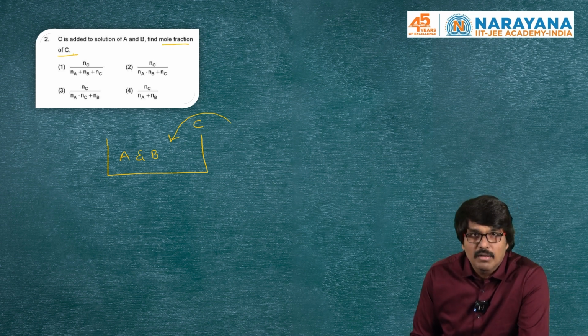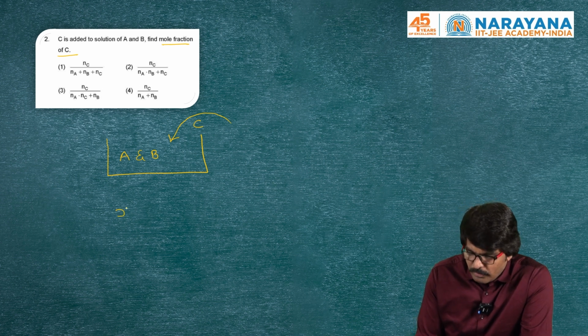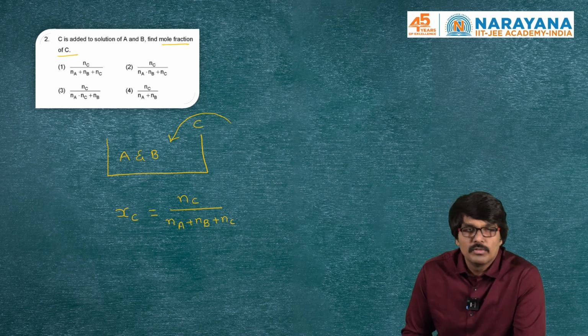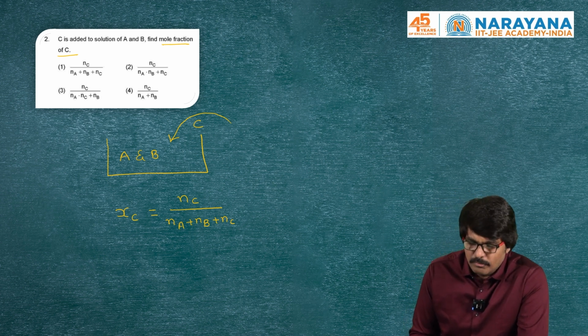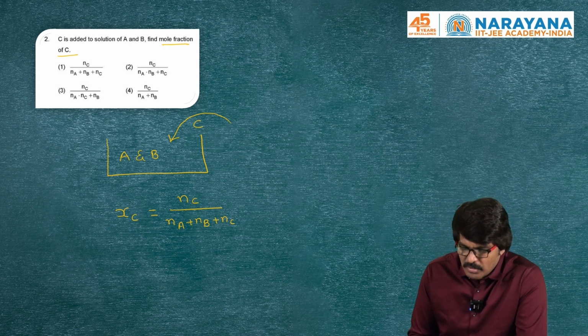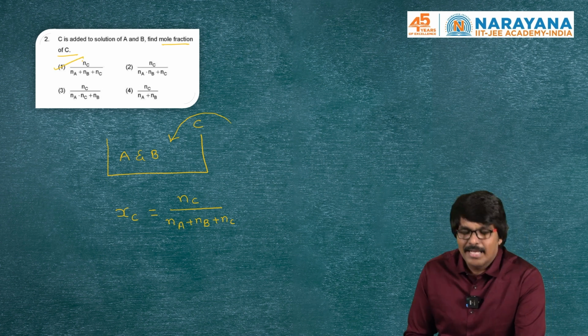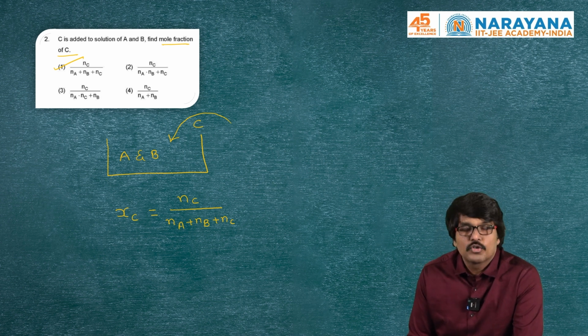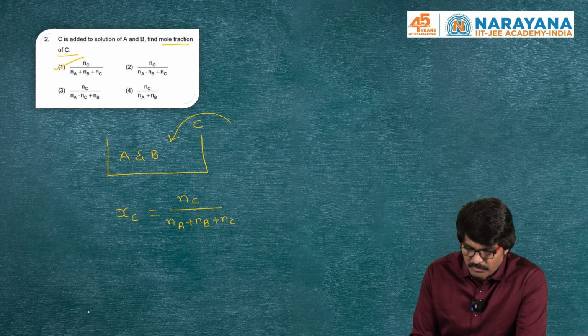Mole fraction of C can be written as the number of moles of C by the total number of moles of the components present in the solution. So that is nC by nA plus nB plus nC. So the answer to the question will be the first option. A simple question, he was asking the mole fraction.